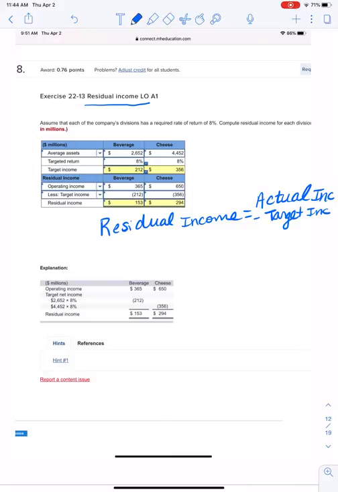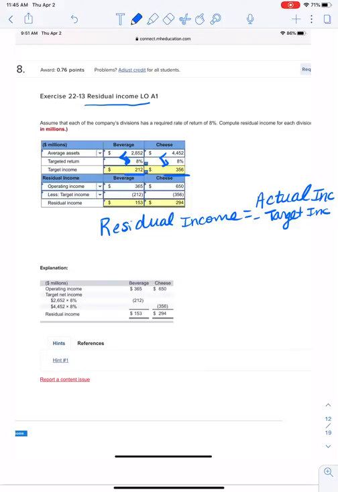So, in this case, what we see is that my target income can be calculated by taking my average assets times my targeted return on assets. So, that's exactly what they do here. They say, well, my average assets were $2,652, and for my cheese department, my average assets were $4,452. We had a targeted return of 8% on our assets. So our ROA was 8% that we wanted. So if I achieved that, then what I should have had was a minimum of $212 in target income for my beverage department and $356 of target income for my cheese department.